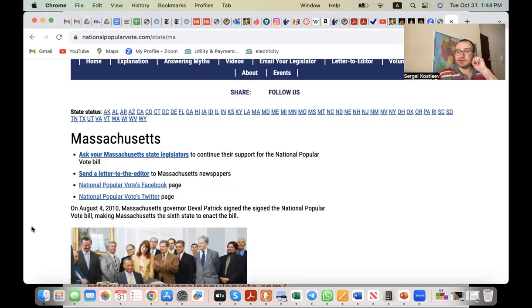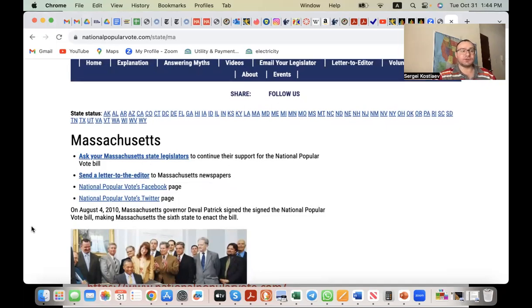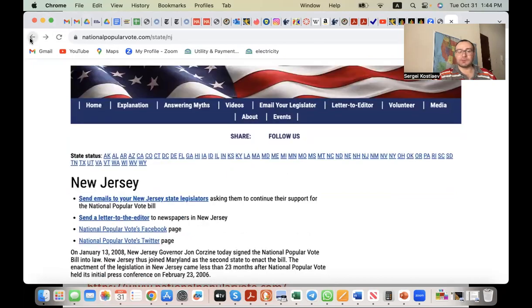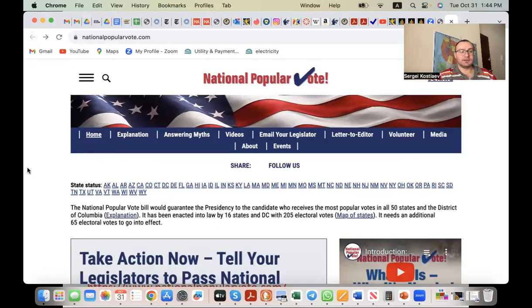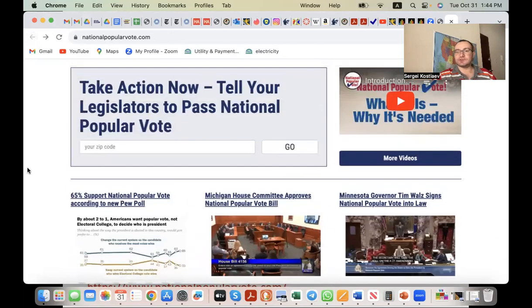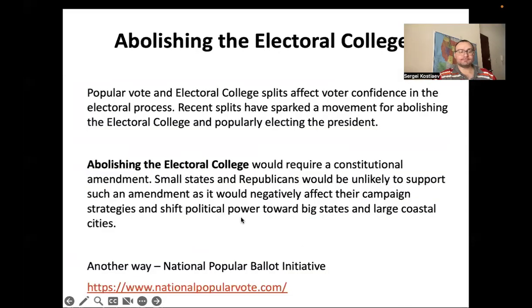So this is important. If you want to do something about the Electoral College, take action. The way would be to contact your state legislature, since it's a state-level issue. States could pass laws joining that National Popular Ballot Initiative.